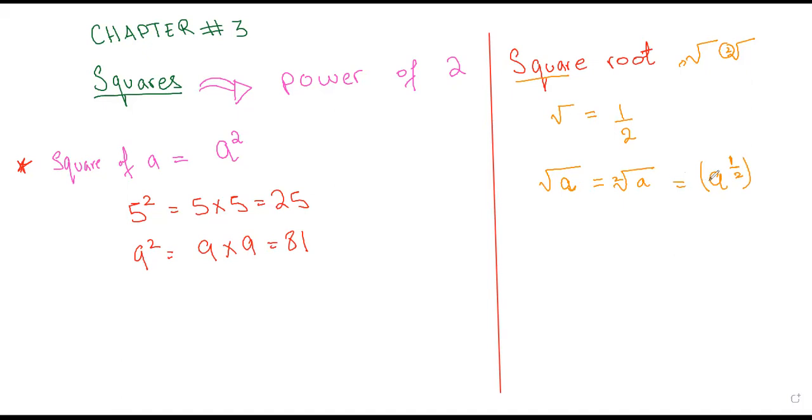Okay? Now I'll tell you. Let's say we have under root 25. Under root 25 can be written as 5 square. 25 is 5 square. And instead of writing under root, I'll use this concept. I'll write 1 by 2. Okay. So this 2 and this 2, they'll be cancelled.